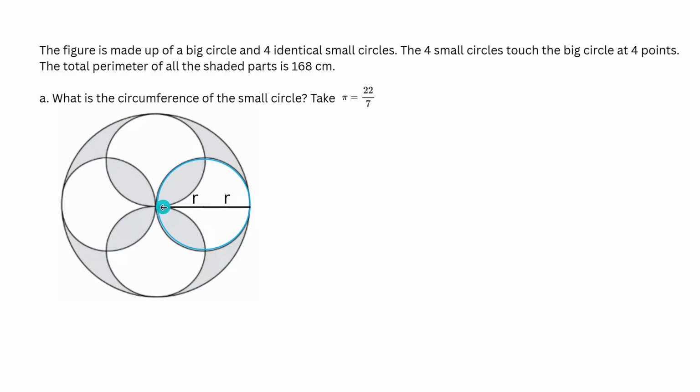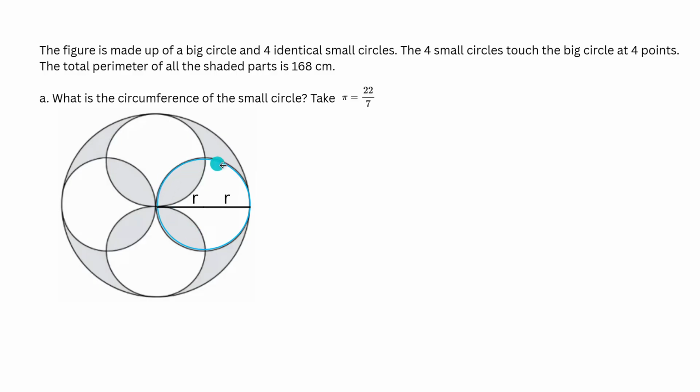Let me go back. Now in this circle, see this part of this circle, which is actually a quarter circle, that is part of the perimeter of this shaded region here, whereas this part, this quarter circle, is part of the perimeter of this shaded region, because this is a boundary for the shaded region. Similarly, this quarter circle is part of the boundary for this shaded region, and similarly this line here, that is also a part of the boundary for this shaded region.